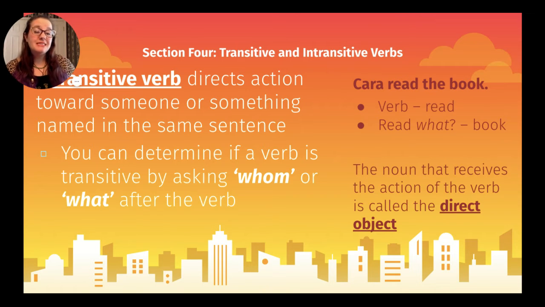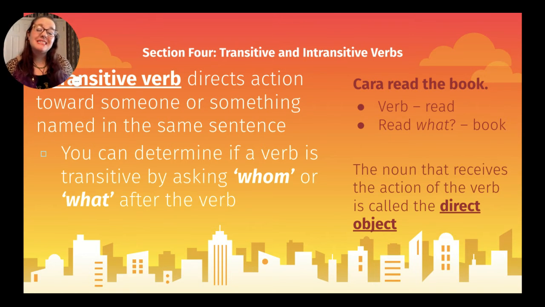So for example, in the sentence, Kara read the book. Our verb is read. That's the action of our sentence. Kara is our subject. She is the performer of the action. She is the one doing the reading. But there's another noun in that sentence, right? We've got this noun book thrown on at the end of it. So if we ask ourselves, Kara read what? Well, she read the book.